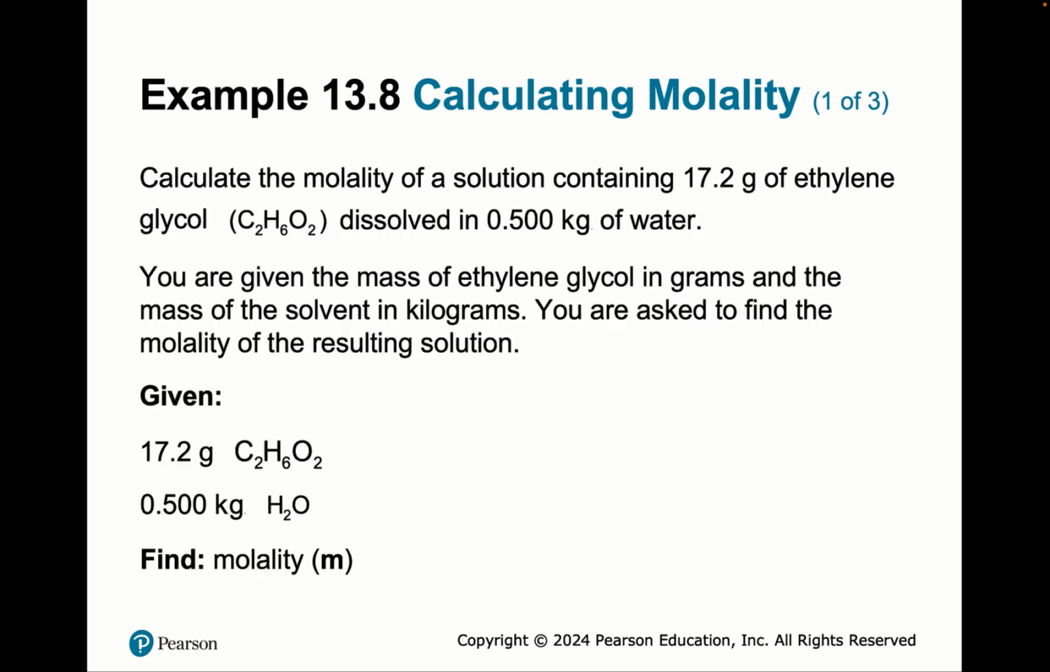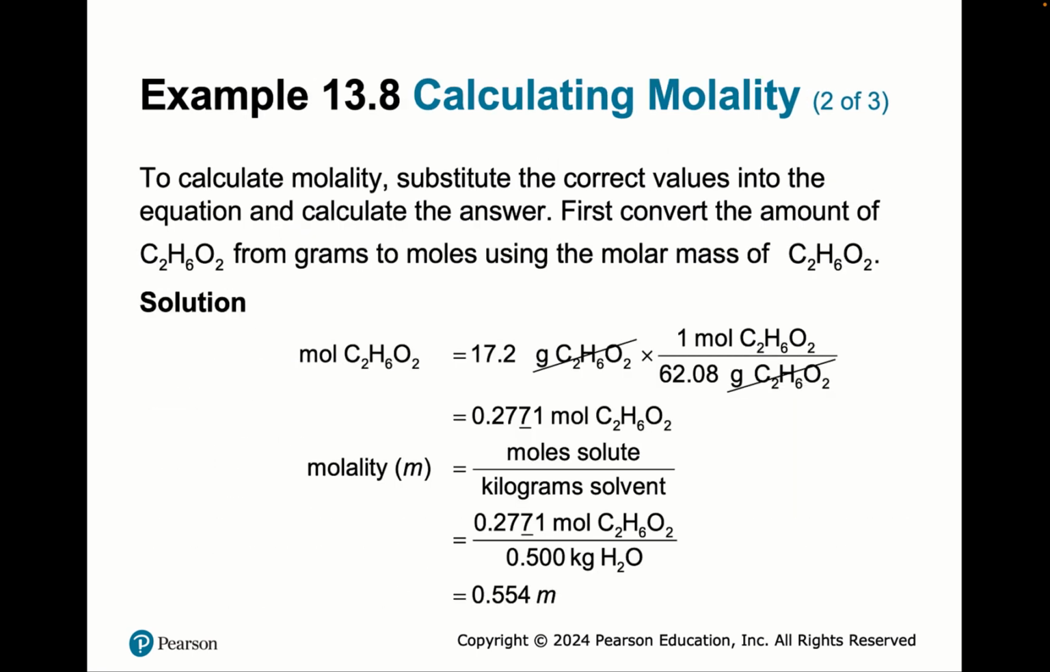What's the molality? So the molality is moles per kilogram. So first thing to do is convert mass of ethylene glycol to moles. So we have moles of ethylene glycol and divide by the kilograms of solvent, and then from this we get 0.554 molal, little m. So capital M is molarity, and little m is molality.